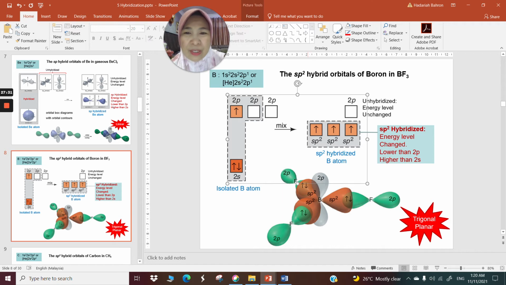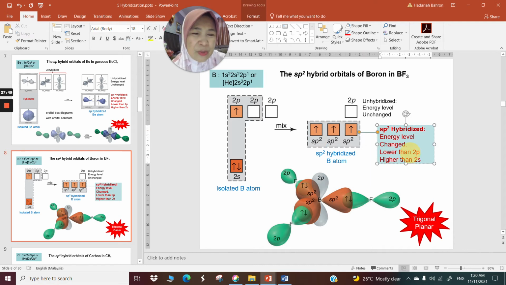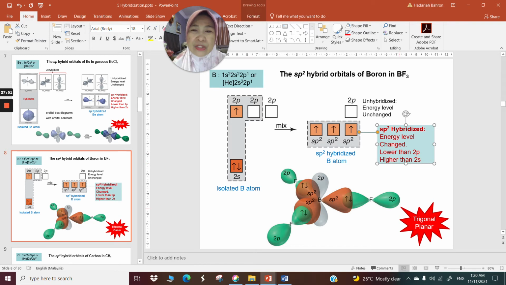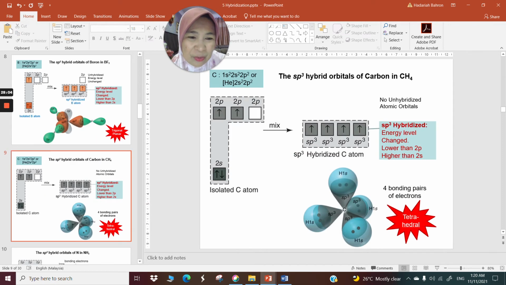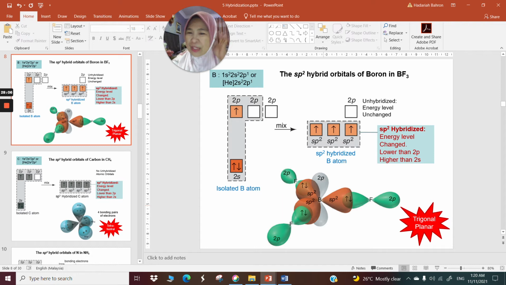And repeat of what I had explained, the unhybridized 2pz will have its energy not changed, whereas the hybridized s and the 2p's making sp2 will have the energy level change, which is lower than 2p and higher than 2s. This is the sp2 hybrid orbital, and if you are looking at the shape, you are going to get a trigonal planar shape. I don't know whether it's shown here. No, it's not shown here.